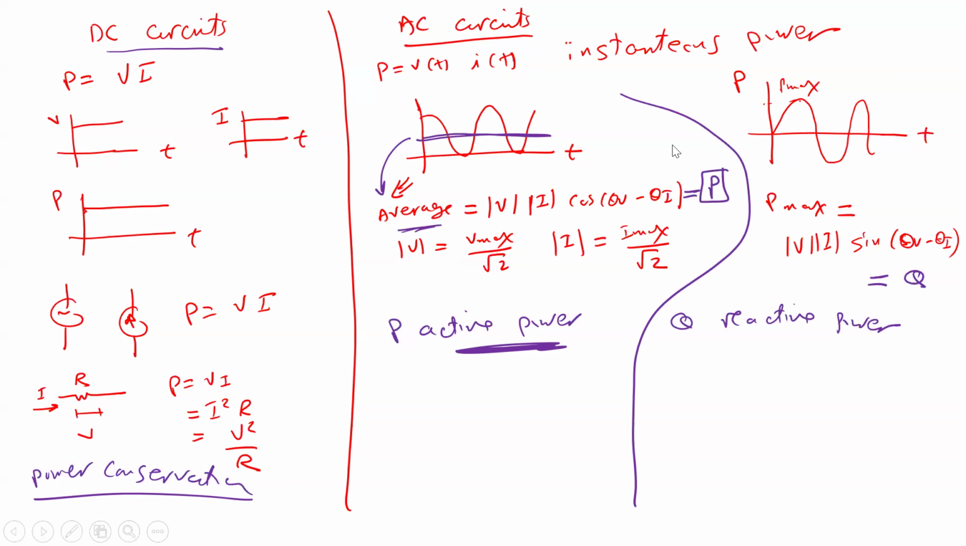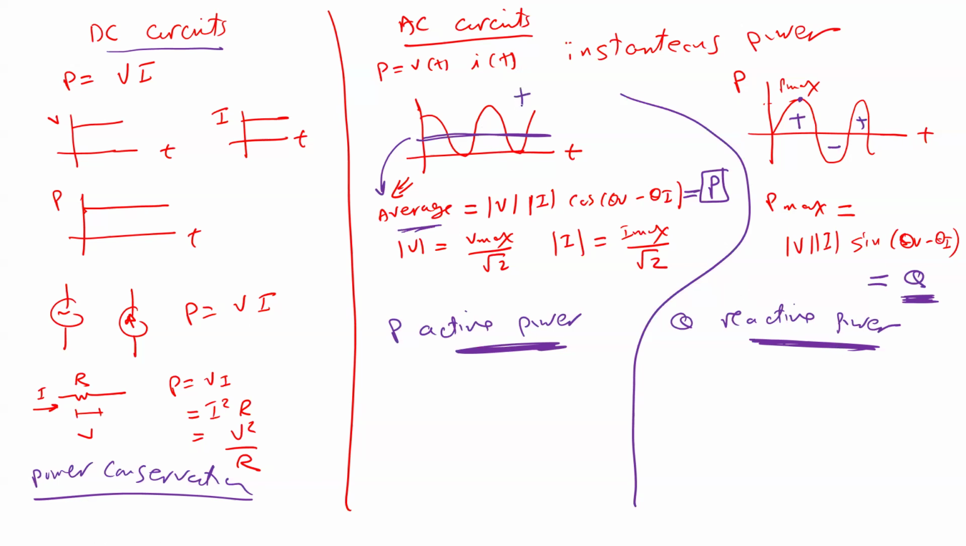But if you look at the second component, you can see this power is positive for some time and negative for some time. If you want the maximum value here, it equals V times I sine of theta V minus theta I. This part we name Q, and this kind of power we call reactive power.